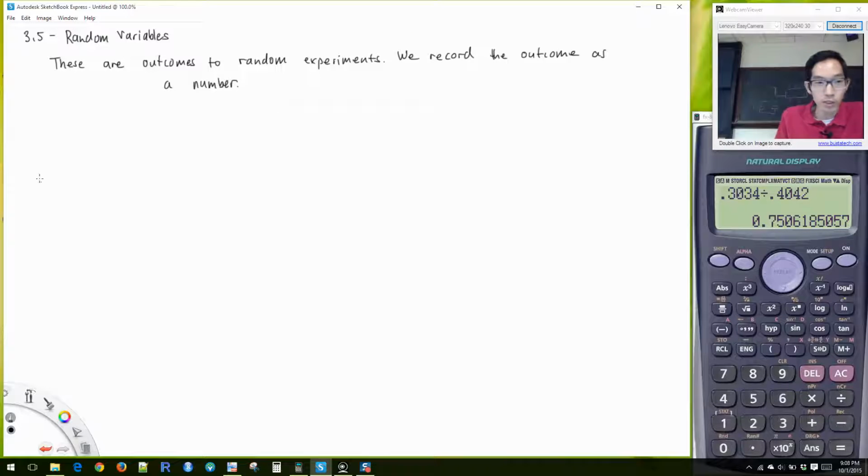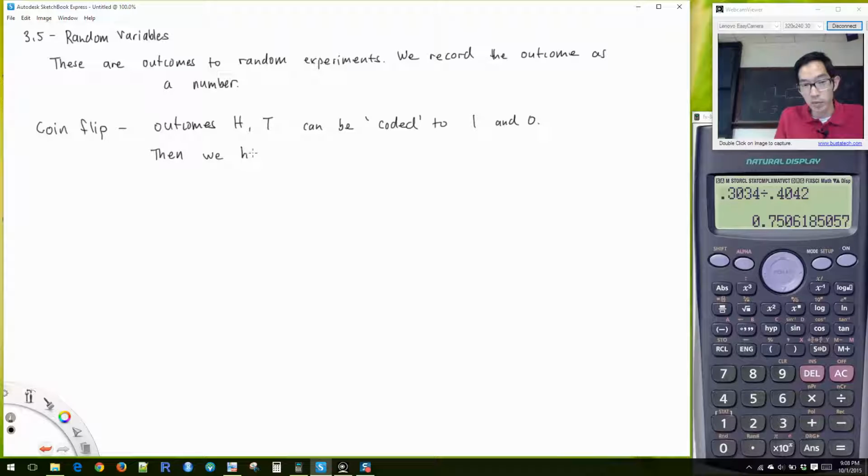So with a coin flip example, the outcomes, heads and tails, can be quote-unquote coded to 1 and 0. Then we have a random variable. And we might call this random variable capital Y. This represents the outcome of the coin flip.